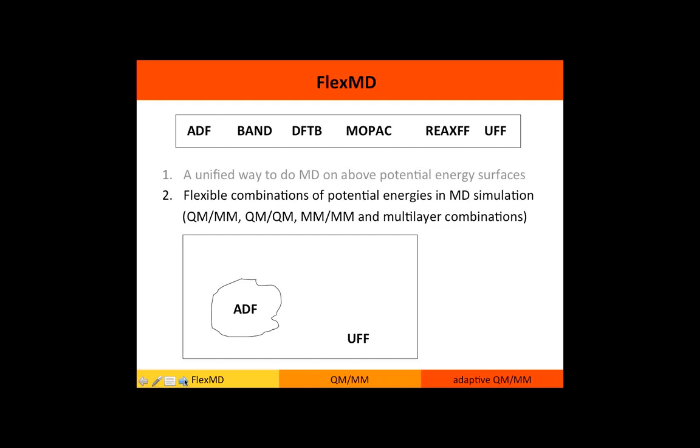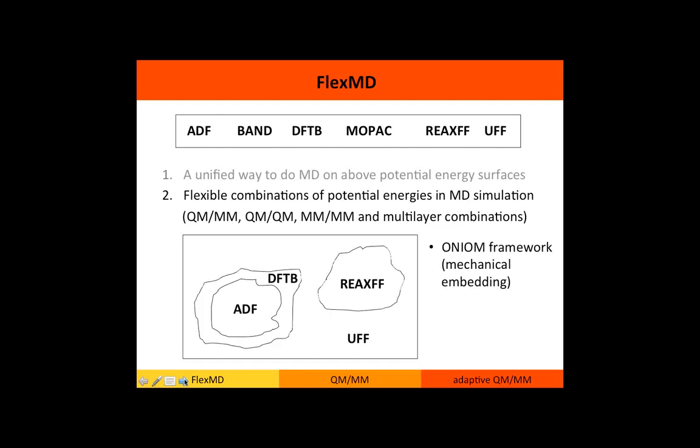So this is an example of QMMM, but we can easily also make other combinations, QMQM, MMMM, and even multi-layer combinations. So here's a schematic description of such a multi-layer combination where, for example, you take a small region that you treat with DFT, then you take a larger region around it that you treat with DFTB, which is a bit faster, and the rest of the system you treat with a force field like UFF. And it's also possible to define another specific region and treat that with, yet again, a different method like ReaxFF. So this is very flexible.